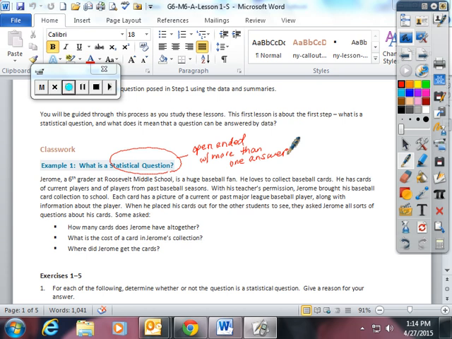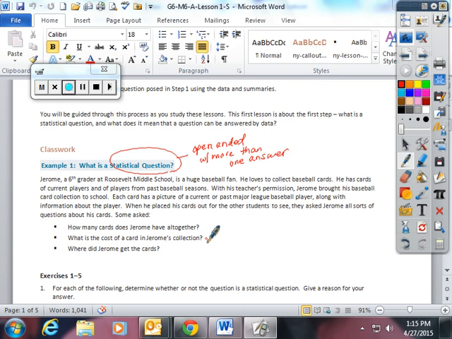Jerome, a 6th grader at Roosevelt Middle School, is a huge baseball fan. He loves to collect baseball cards. He has cards of current players and of players from past baseball seasons. With his teacher's permission, Jerome brought his baseball card collection to school. Each card has a picture of a current or past Major League Baseball player, along with the information about the player. When he placed his cards out for the other students to see, they asked Jerome all sorts of questions about his cards. Some asked, how many cards does Jerome have altogether?